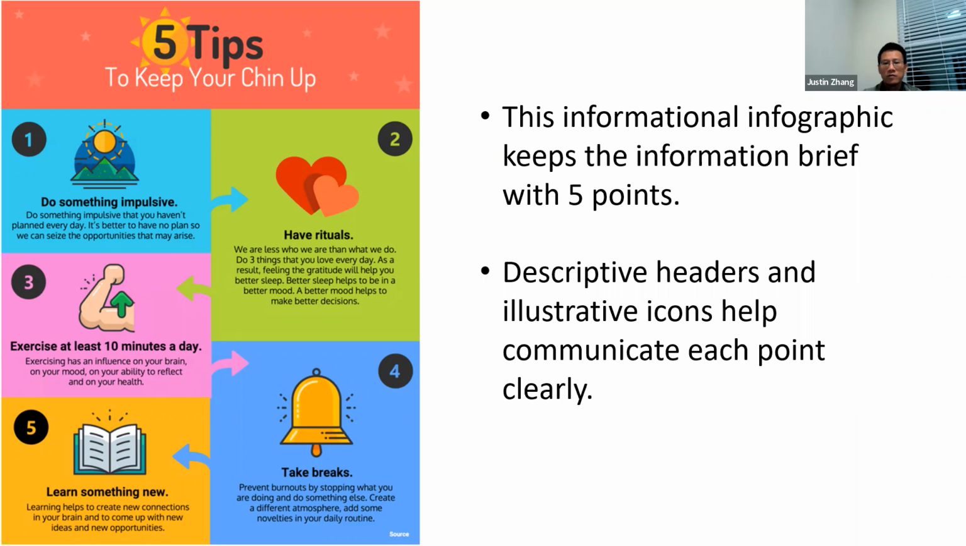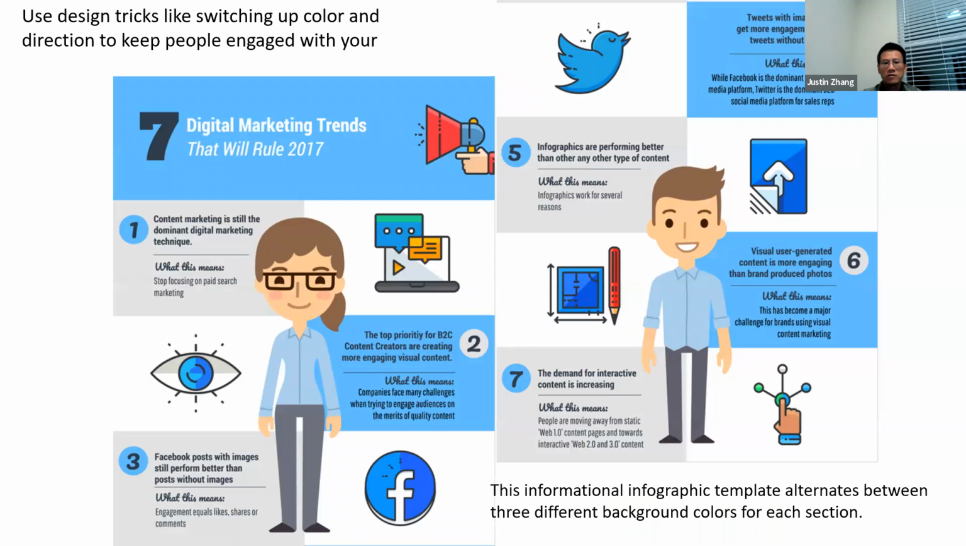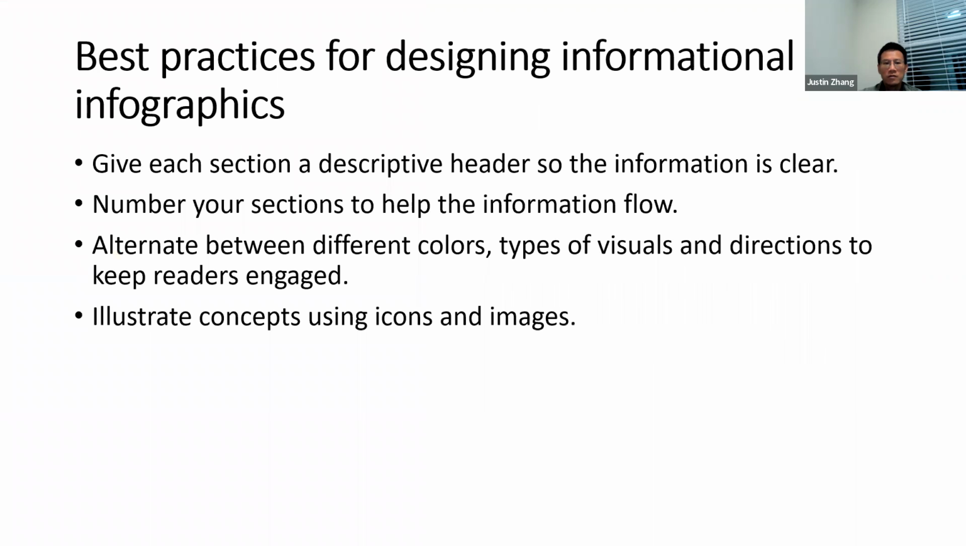So you can see some of the good ways to engage the audience in this example by using images and the background colors for each section. So one more example about stocks and shares and 7 digital marketing trends. 9 ideas you can create a product quickly. So here is a list of the best practices.